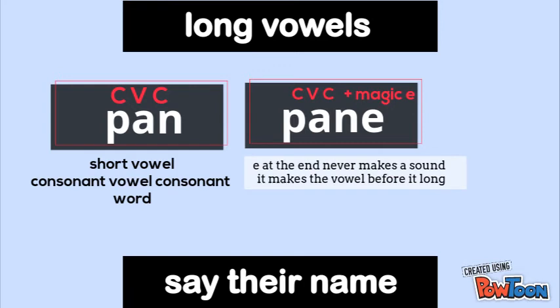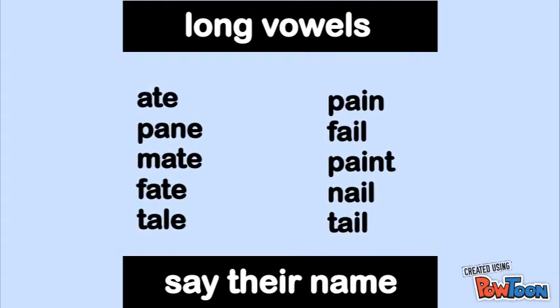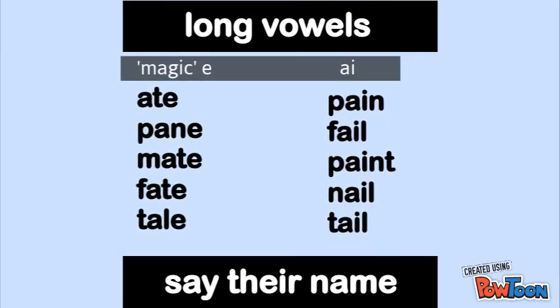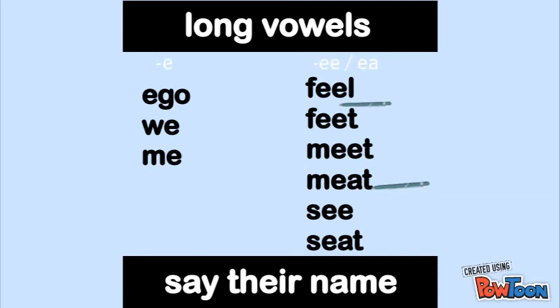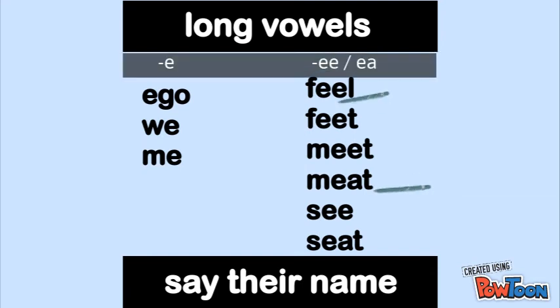But we can also use another combination of vowels. We can use the A and the I together to make a long A sound. So pain, but this time pain as in being in agony, would be A-I together, making that long A sound. Other vowels that make a long sound: E-E together makes a long E sound, and E-A together also makes a long E sound.